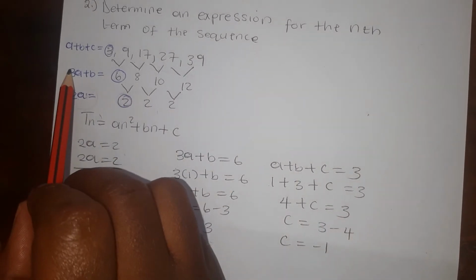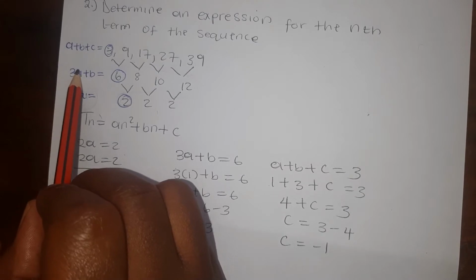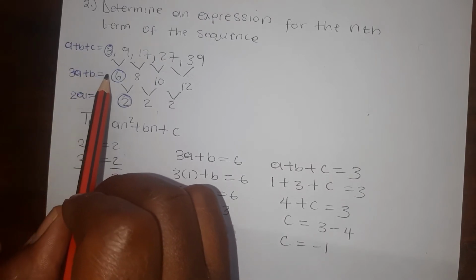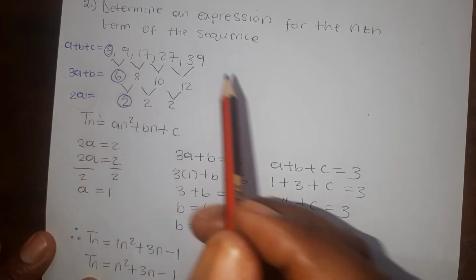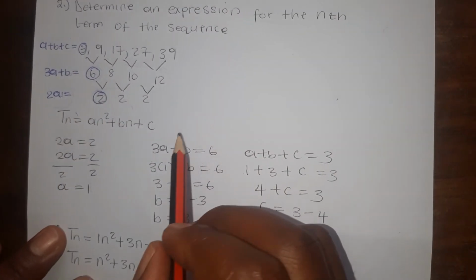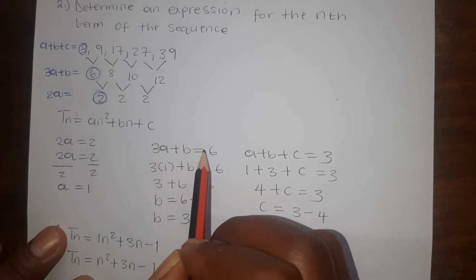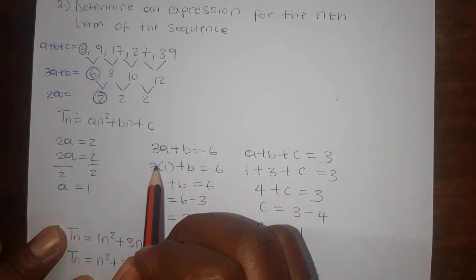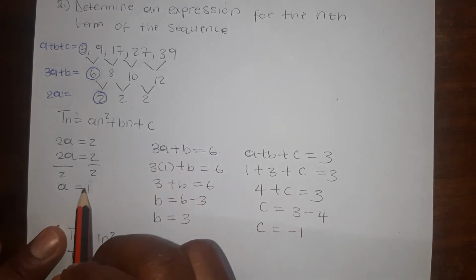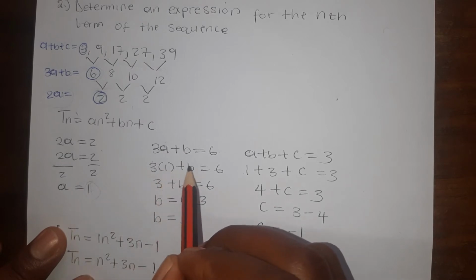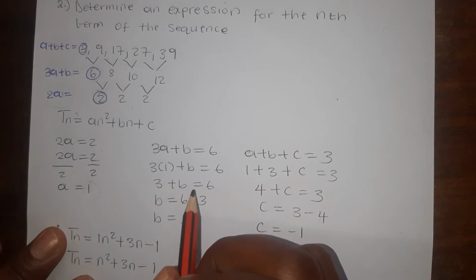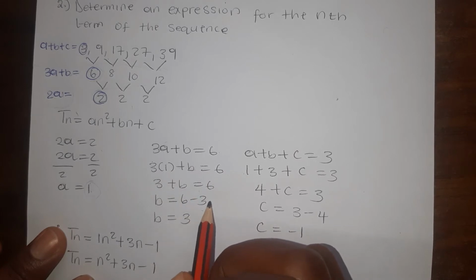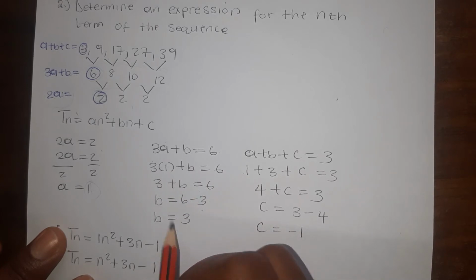And then we make 3A plus B equal to the first term of our first difference. That's why here I said 3A plus B is equal to 6. And then 3 into A, the A that we calculated, which is 1, plus B is equal to 6. When we make B the subject of the formula, it's 6 minus 3, which gives us 3.